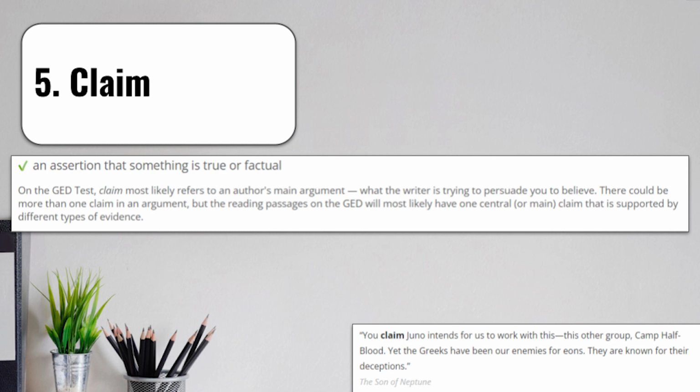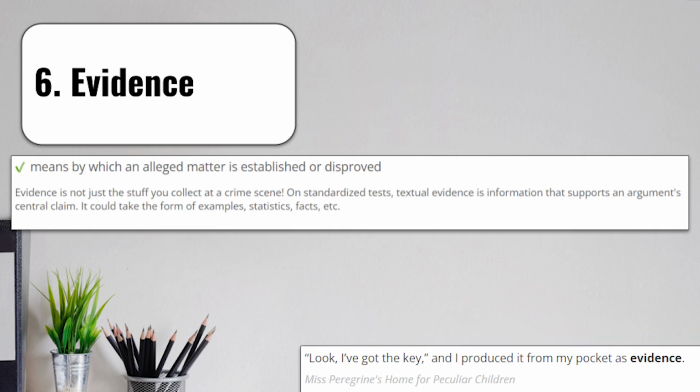There could be more than one claim in an argument, but the reading passages on most tests likely have one central or main claim that is supported by different reasons and evidence to back it up. Term number 6 refers to that evidence. Evidence means by which an alleged matter is established or disproved.